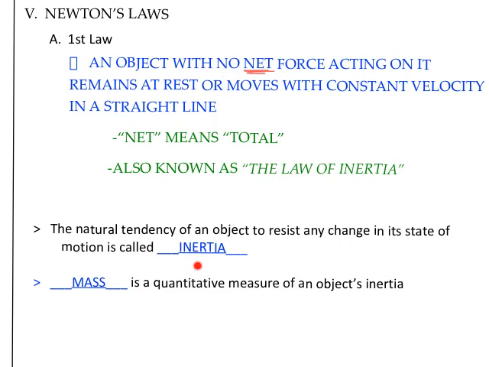So to define inertia, that would be the natural tendency of an object to resist any change in its state of motion. And this whole year when we've been talking about mass, that's a quantitative way to measure an object's inertia. So for example, if an object is really, really large and it has a big mass, then its tendency to resist any sort of change of motion is going to be more difficult than an object with a smaller mass.